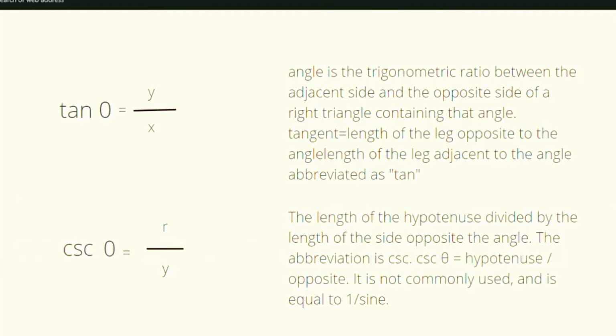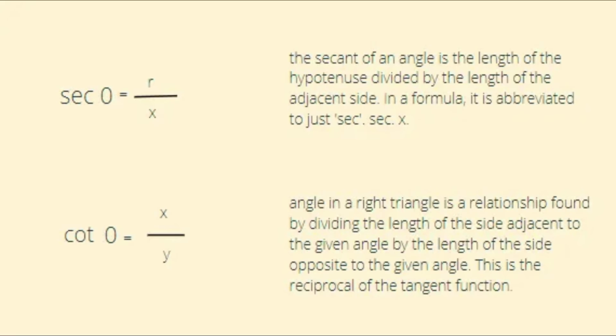Tan. The tangent of an angle is a trigonometric ratio between the opposite side and the adjacent side of a right triangle containing that angle. CSC. The length of the hypotenuse divided by the length of the side opposite the angle. The abbreviation is CSC. Sec. The secant of an angle is the length of the hypotenuse divided by the length of the adjacent side. In the formula, it is abbreviated to just sec.